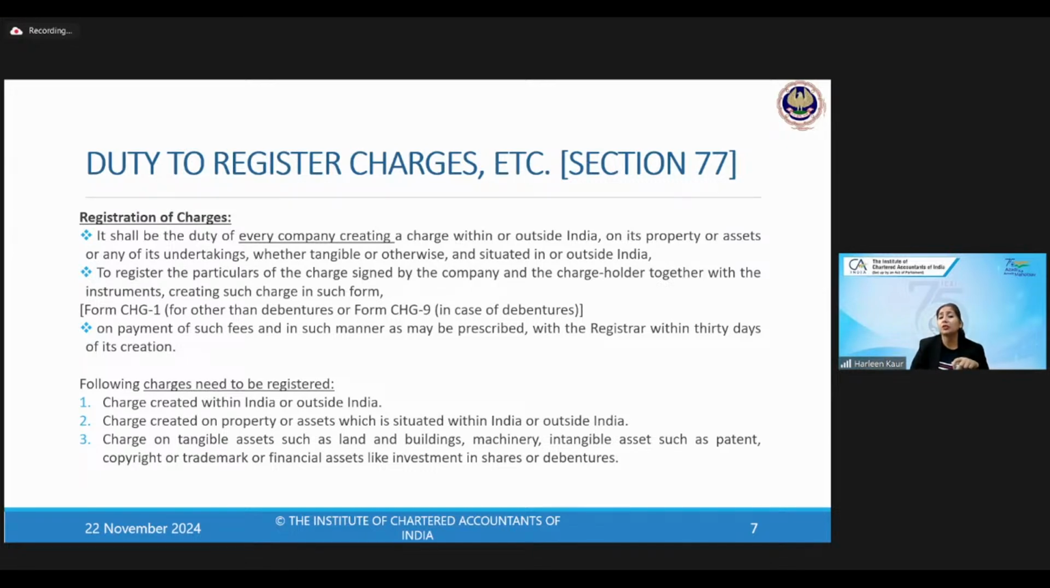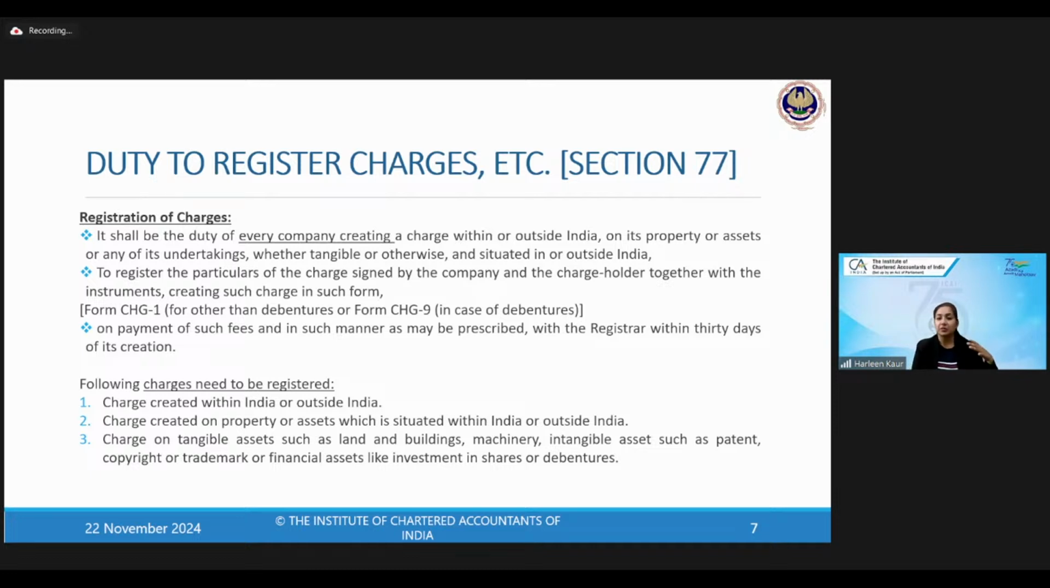So what is the meaning of registering the charges now? Now, children, Section 77 says it is the duty of every company to get the charge registered, creating a charge within or outside India. What is the meaning of this line? A charge within or outside India. So the company can create a charge on the assets.